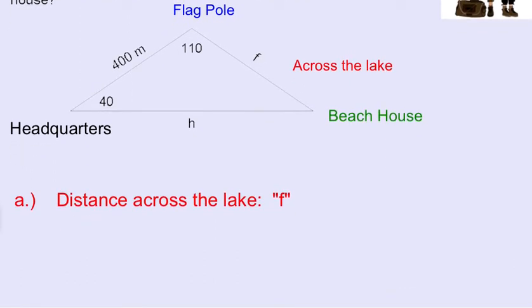So let's go and find the distance across the lake. So we're going to use the law of sines. So I'm going to say angle 40 degrees and side opposite is F. So we say the sine of 40 degrees over F, or unknown. Then we need to have another angle here, so that we can use the law of sines.